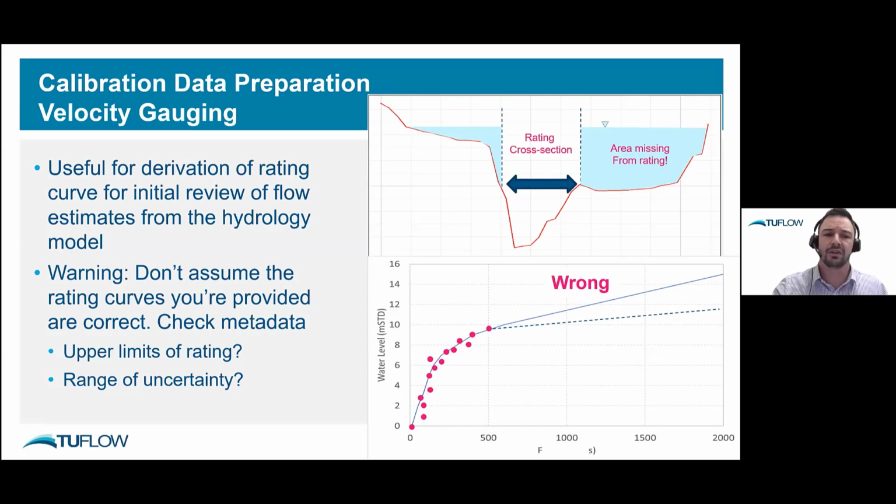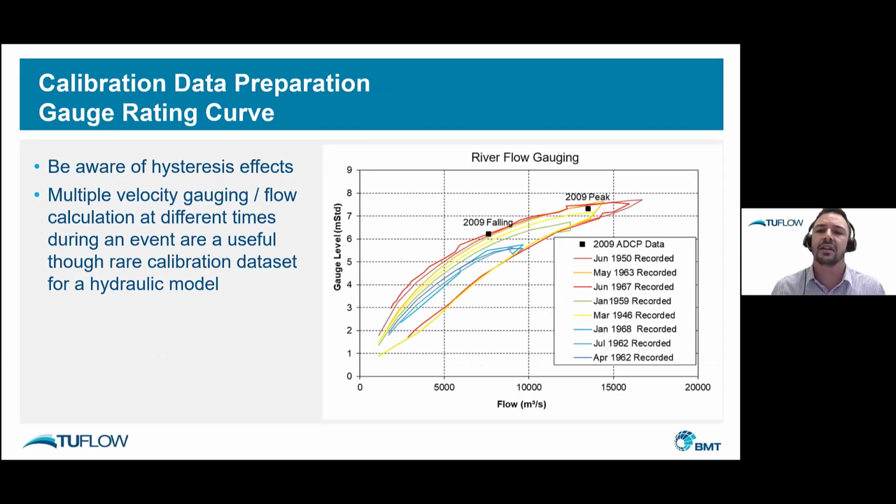It's also worthwhile thinking about hysteresis effects and that influence on the uncertainty with single line ratings. They're pretty simple things, those single line ratings, and the range of uncertainty due to hysteresis can be quite significant. This here is from the Clarence Prince Street gauge. This is actually a really great example of velocity gauging throughout the whole event. Now I have to do this from the Grafton Bridge, which is over the river. It's a pretty rare data set, but very useful for model verification and calibration.